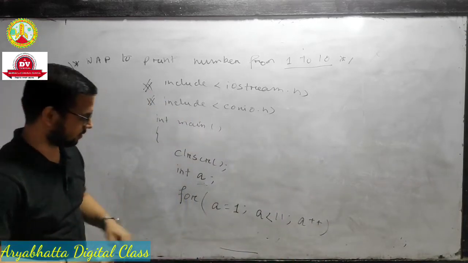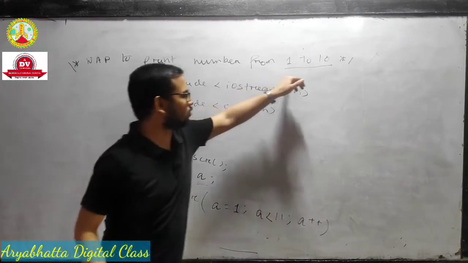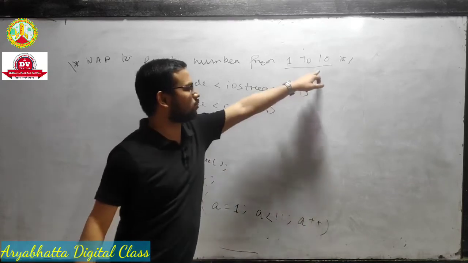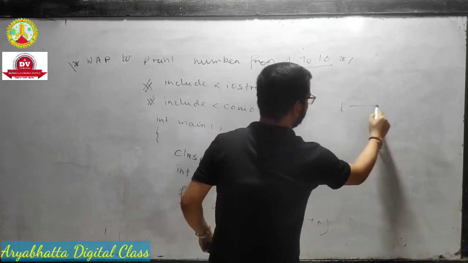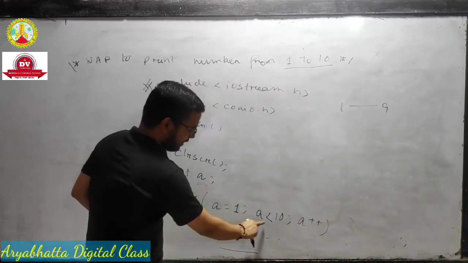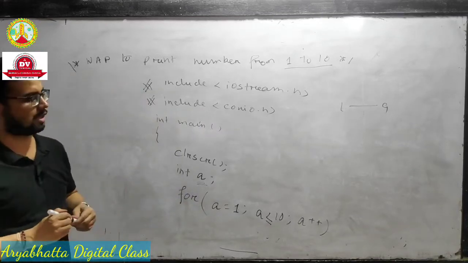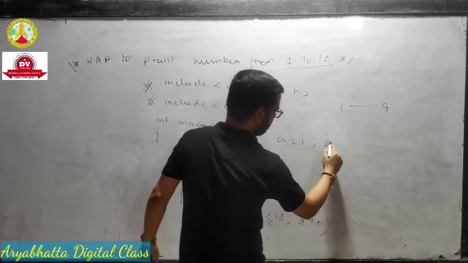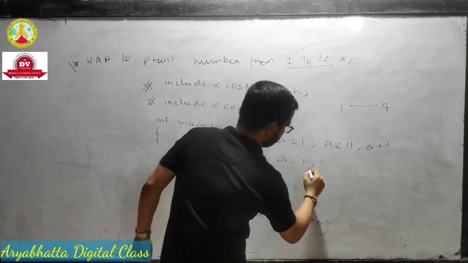Why starting from 1 and less than 11? Because we need values 1 to 10, which means starting from 1 and less than 11 means up to 10. If we write 10 here, then it will come 1 to 9 because of less than. Or you can also write less than or equal to. You can write it two ways, either this, or like this.